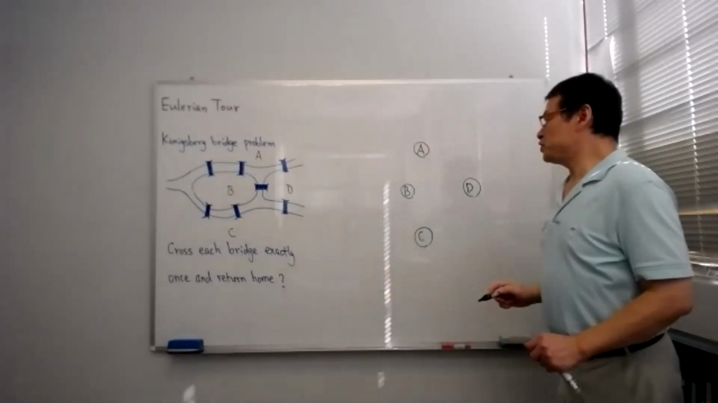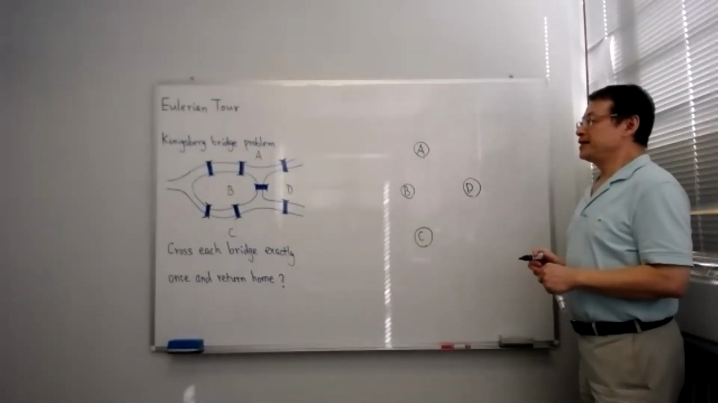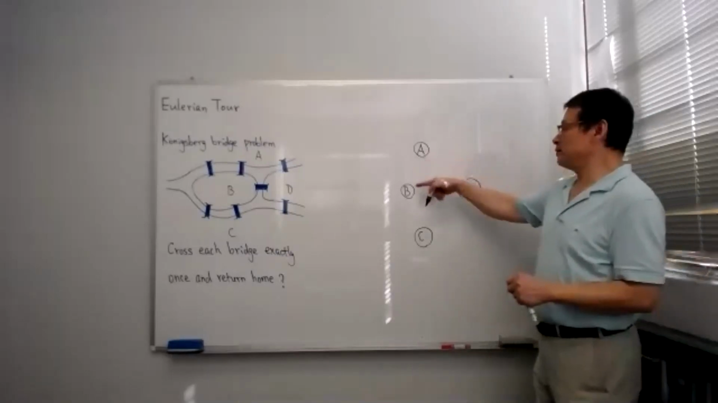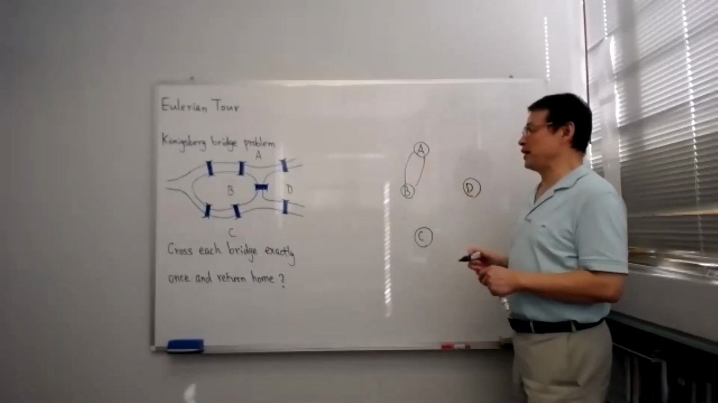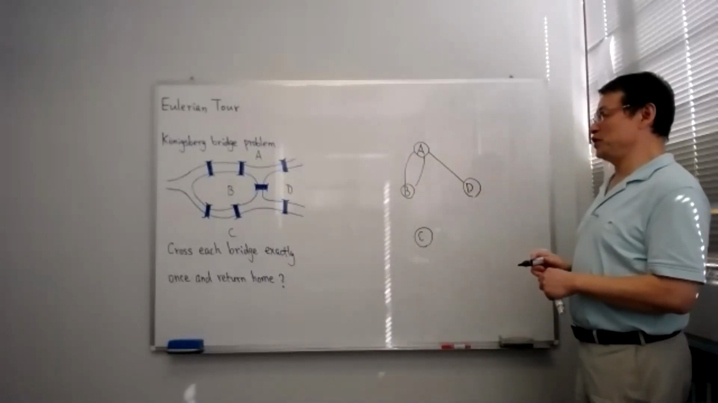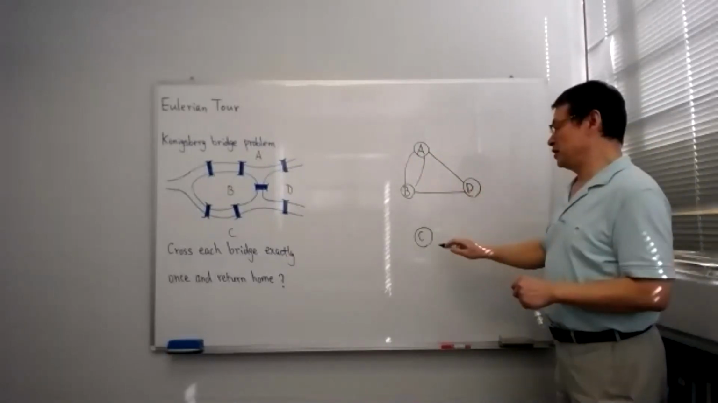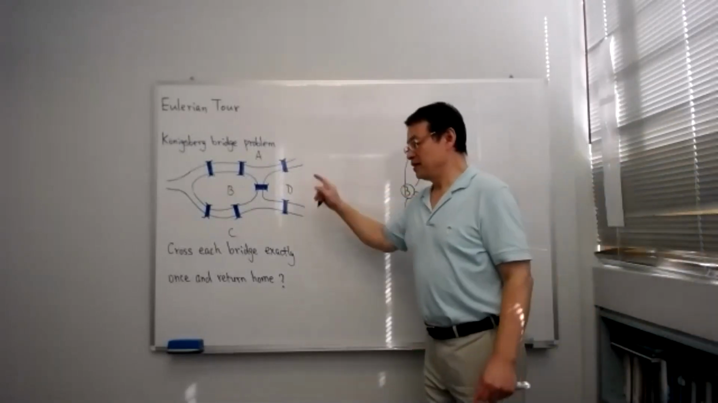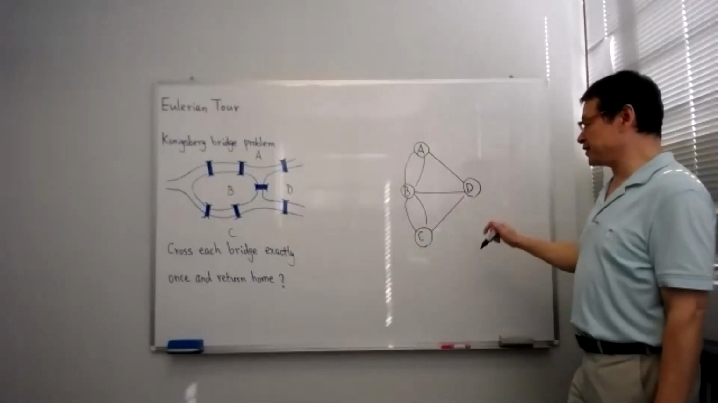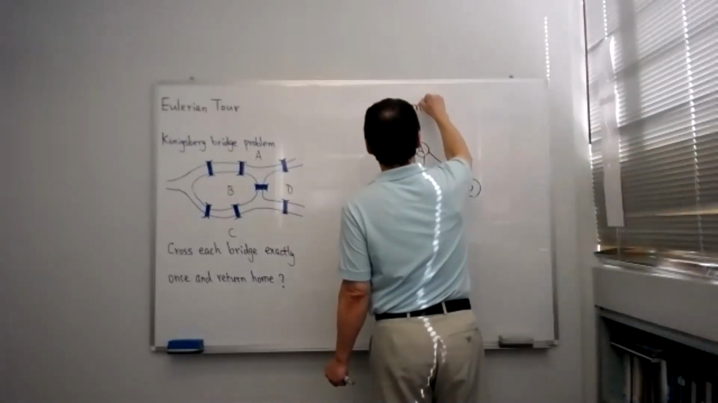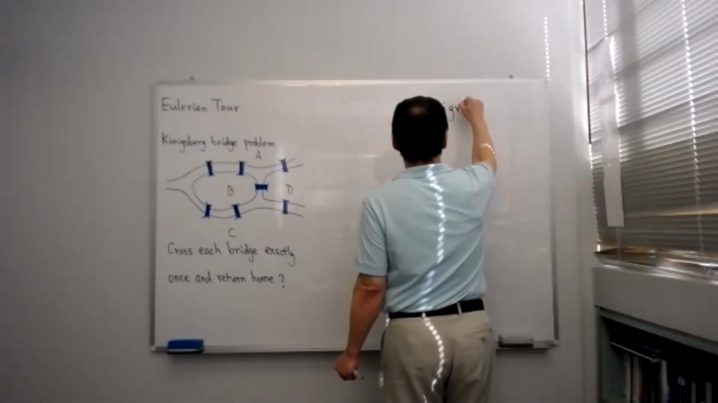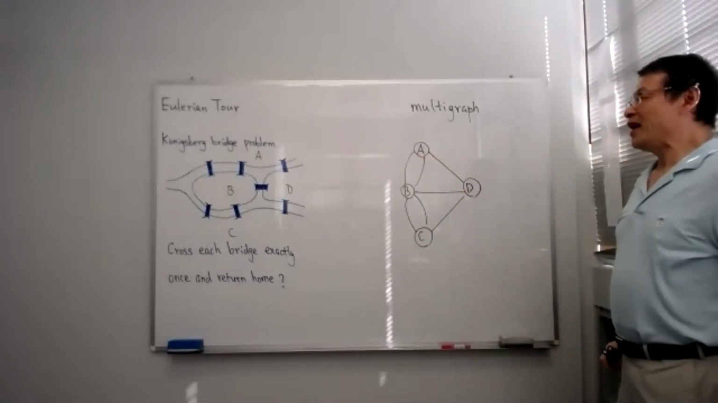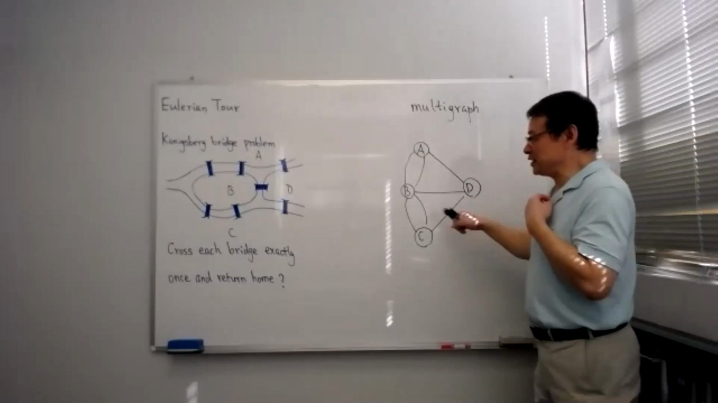Each region will be represented by a vertex. Then add an edge between 2 vertices if there is a bridge between them. So A and B, there is a bridge between them. Actually, 2 bridges, so we have 2 edges. And B and C, one bridge. Now we get a graph. Of course, in this case, it's a multigraph because we have parallel, or multiple, edges. Now it will be much easier to work on this one instead of that one.